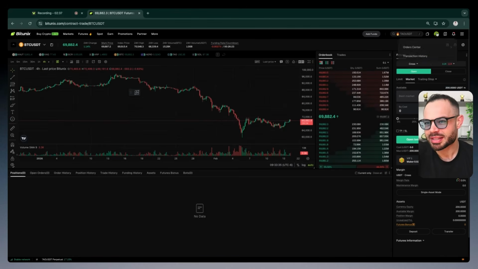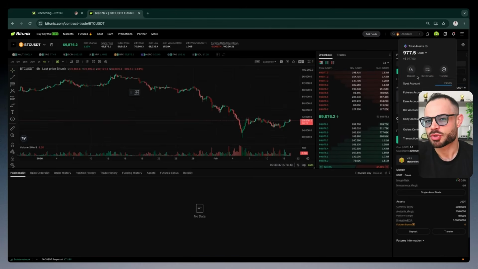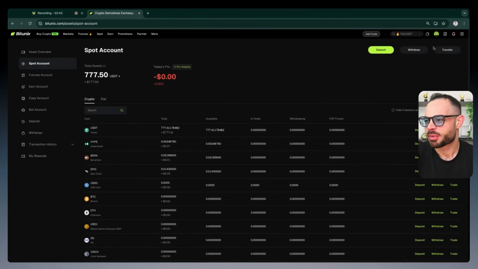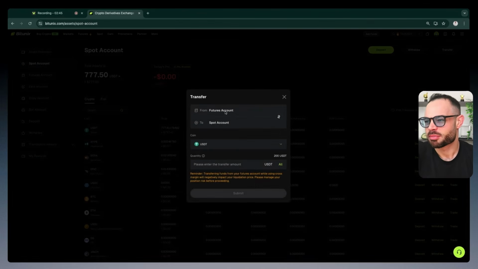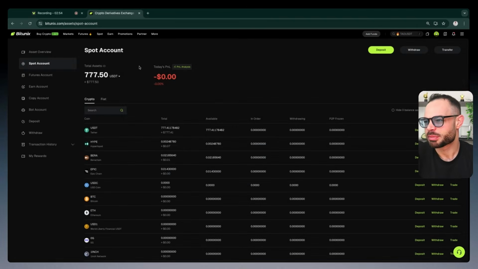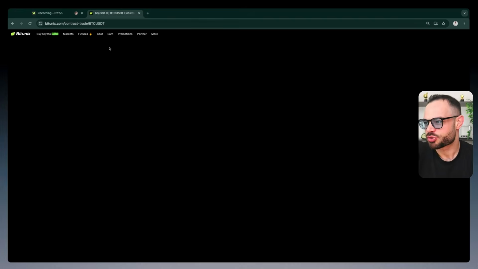So what you will need to do once you get the funds into your spot account is you will want to transfer them. And again, coming over here, you can simply click on this transfer button, transfer the funds from your spot account over to your futures account, specify how much you want to transfer, and then those funds will be available in your futures trading account.